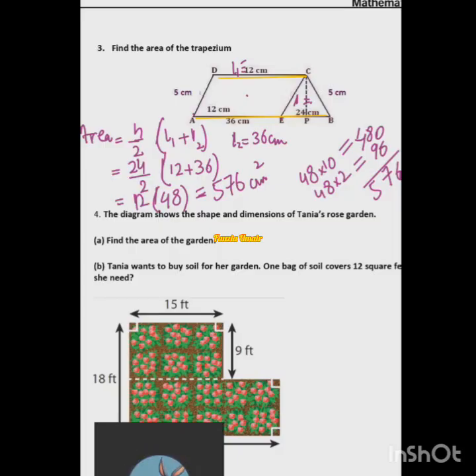So any confusion up till this point? No, ma'am. So then we can do the next question.